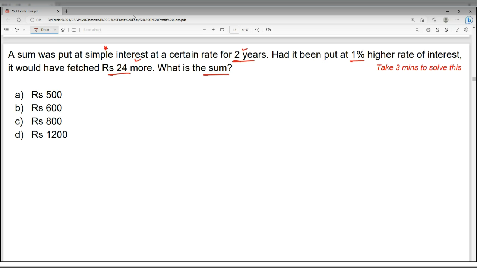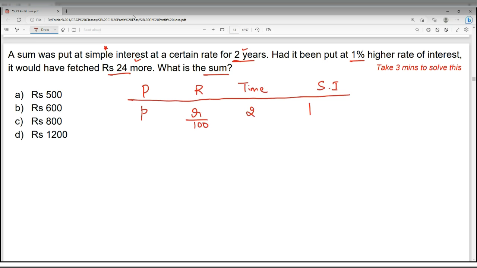So we'll set up the chart. We have principal, we have rate, we have time period, and we have the simple interest here. So let's take the principal as P, rate as R, time period is 2 years, and simple interest is, this is R by 100 actually. This is P into R into 2 divided by 100.